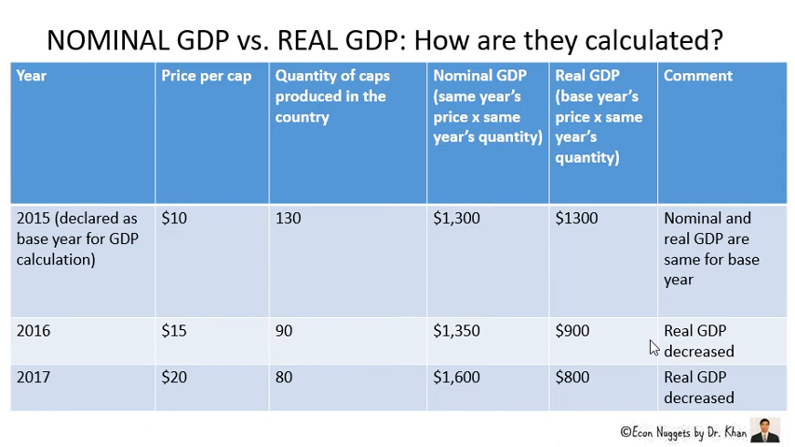So this is how we calculate nominal GDP and real GDP. Again, the formula for nominal GDP is the same year's price times the same year's quantity produced. And for real GDP, we find that by multiplying the base year's price with the current year's quantity.